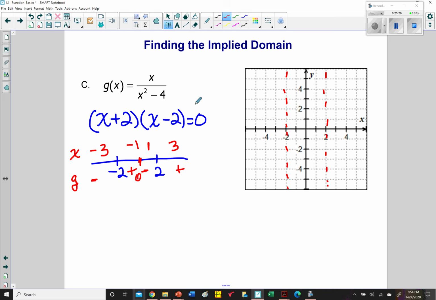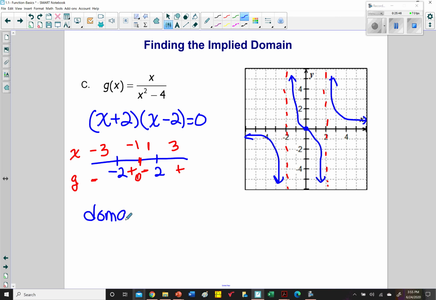So up until -2, my graph is all below the x-axis. That's telling me to go down here. If I substitute 0, I get 0. And then I've got a branch there and a branch there hugging the asymptote. And then on the other side of 2, I have all positive numbers using that sign chart.